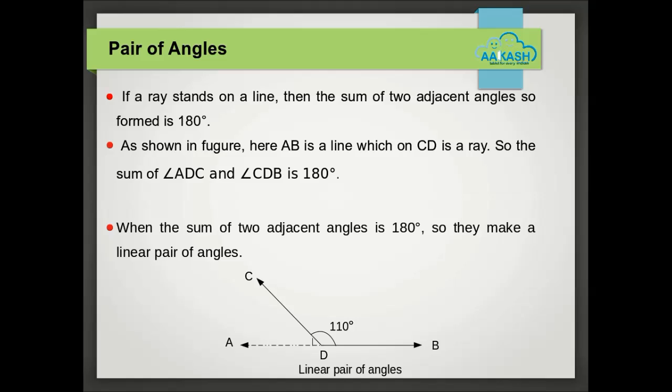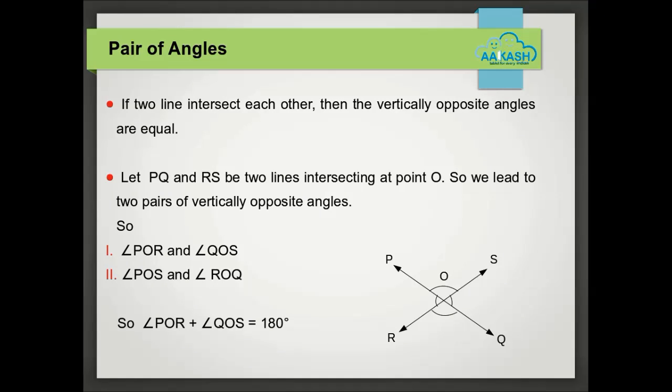As you can see in the figure, if two lines intersect each other, then the vertically opposite angles are equal. Let PQ and RS be two lines intersecting at point O. So we get two pairs of vertically opposite angles. Therefore, 1. Angle POR and angle QOS, and 2. Angle POS and angle ROQ. So, angle POR and angle QOS is equal to 180 degrees.